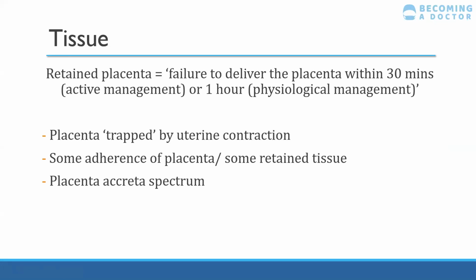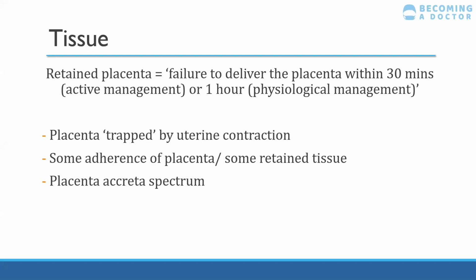You can either then have some mild adherence of the placenta, which is arguably on the placenta accreta spectrum, or you can have just a piece of the placenta broke off and is left inside. So that's why you need to assess the placenta once it's come out and make sure it's complete. And then if there is a piece of placenta left inside, you might have to do a manual removal of placenta, and that literally involves going to theatre and manually using the ultrasound to assess where the placenta is and manually removing it via the cervix.